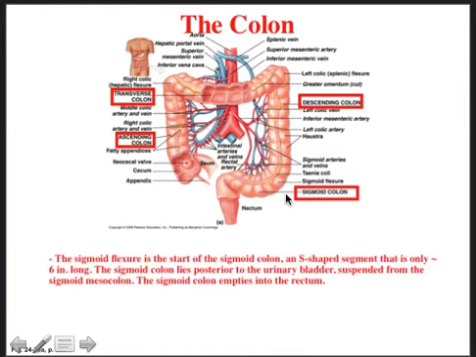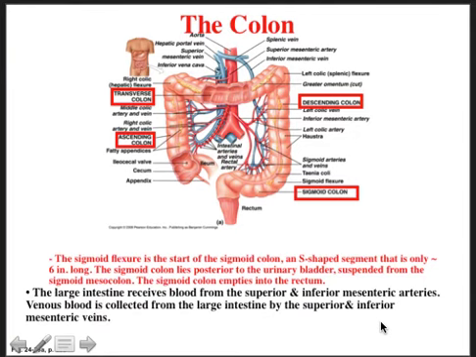The sigmoid flexure is the start of the sigmoid colon. Okay, there's the sigmoid flexure, there's the sigmoid colon. It's an S-shaped segment that is only about 6 inches long. It lies posterior to the urinary bladder, suspended from the sigmoid mesocolon. It empties directly into the rectum.